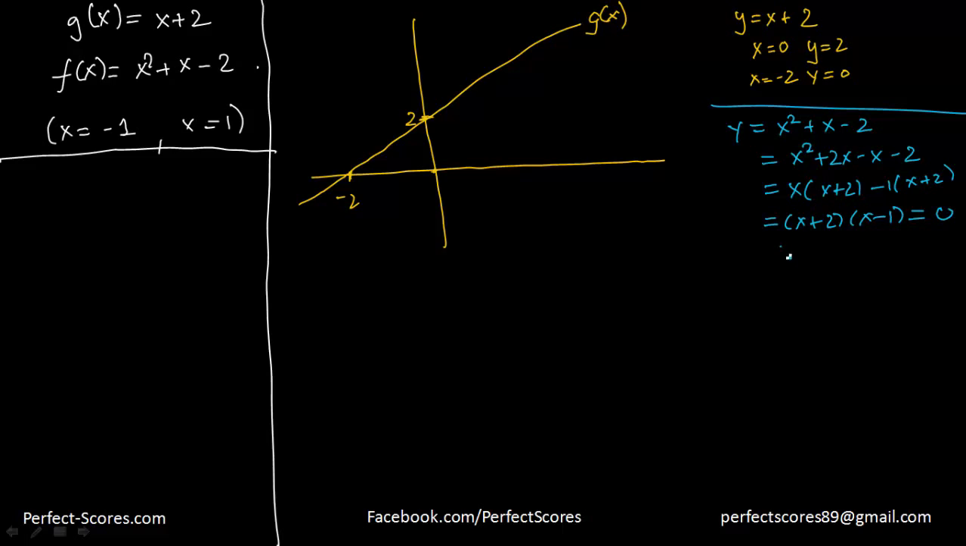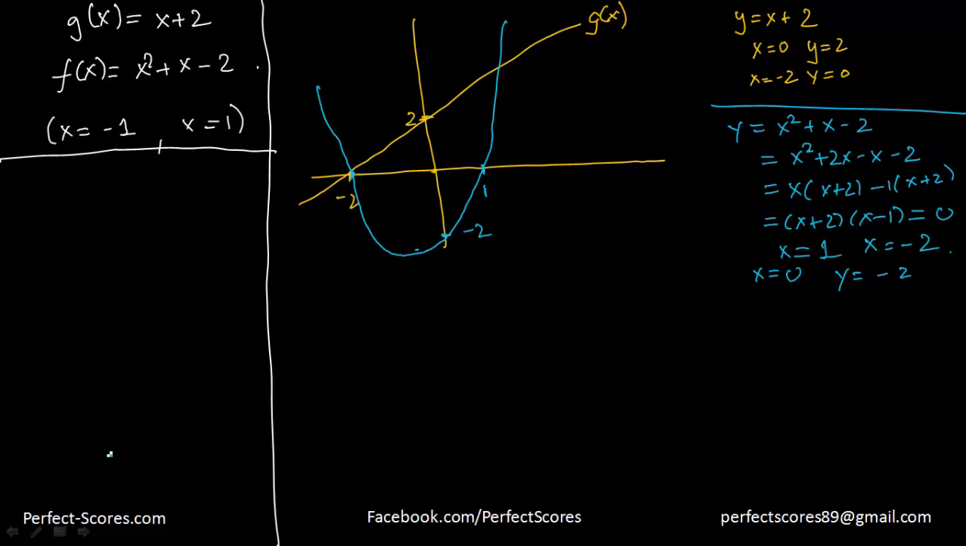When this is equal to 0, x is either equal to 1 or x is equal to negative 2. So this is 1, and x equal to negative 2 is this point over here. And when x is 0, y is equal to negative 2, so it passes through negative 2. As you can see, the midpoint lies somewhere here, that is negative 1.5. I'm just sketching the graph, guys. If you don't know how to sketch a quadratic equation, just go ahead and watch the quadratic equation videos.